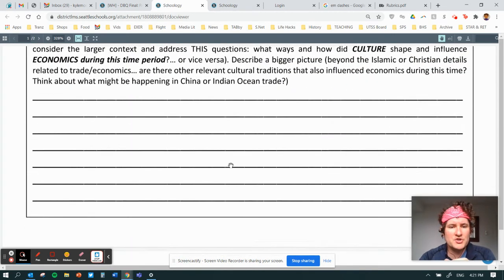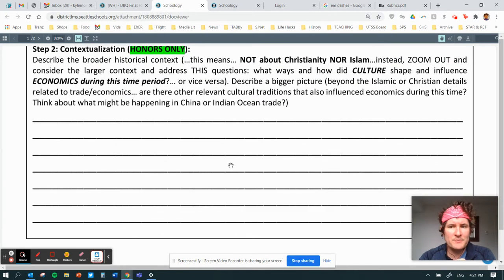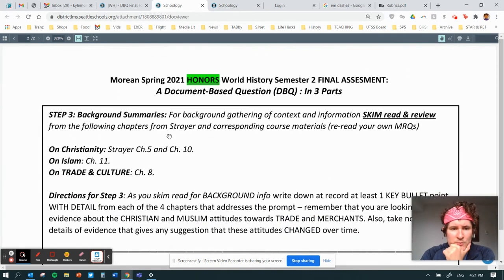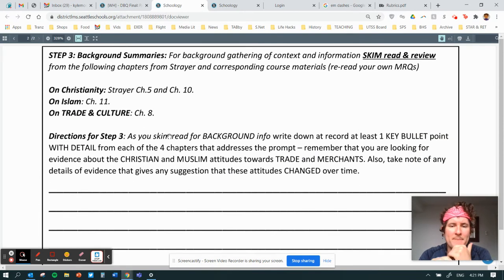For my honors students only, you will be completing a step 2 here as contextualizing. So zooming out from this context, think about other cultures, other issues of economics and trade, and how that might help you to better understand this question. Everyone will be completing this step about gathering background information.